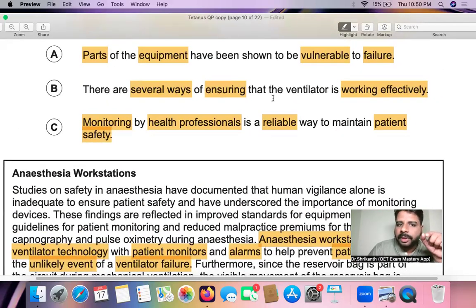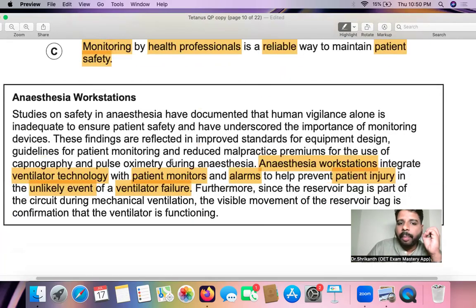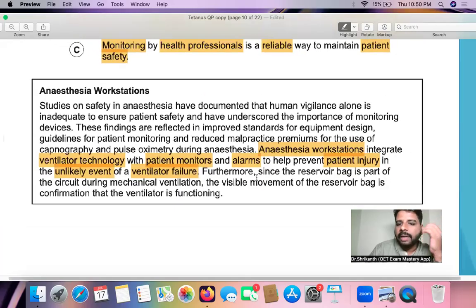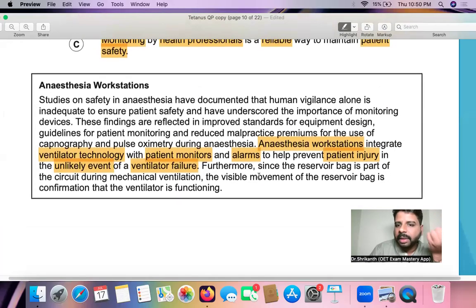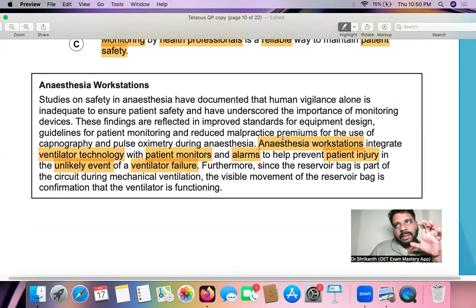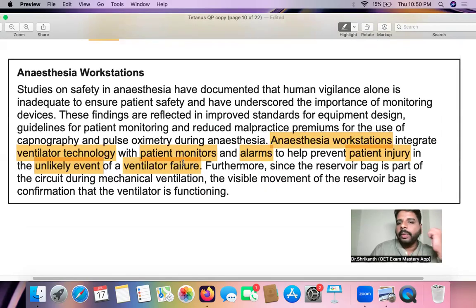Now see, what is option B telling us? There are several ways of ensuring that the ventilator is working effectively or not. Yes, the ventilator is working effectively. And how can we ensure that? By patient monitors and alarms. With the help of patient monitors and alarms, we can determine whether the ventilator is working effectively or not. If it is not, we can immediately save the patient.